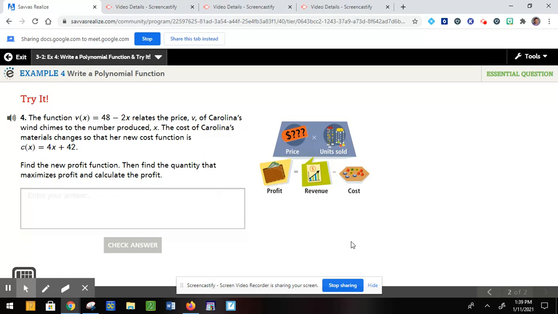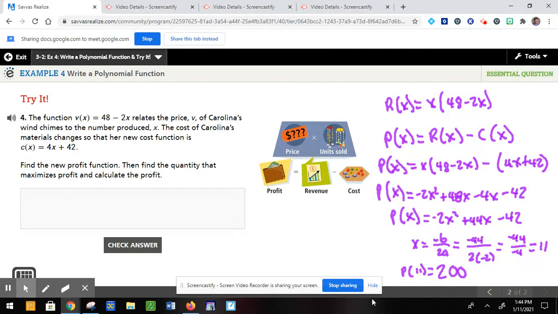All right, so similar question. I think the only thing that's different is, well, I guess the price function and then the cost function, but same concept. So pause it, give it a try, and then come back and check the answer.